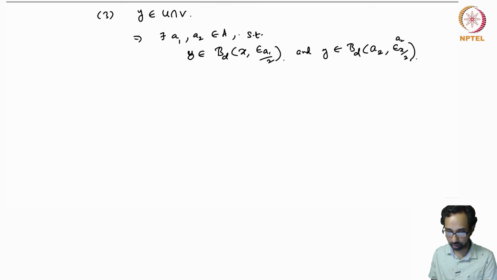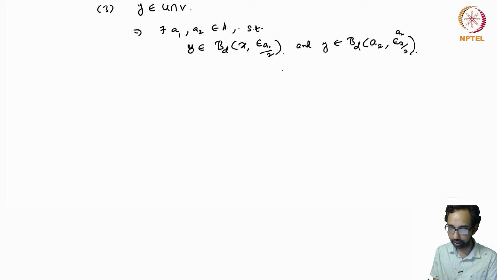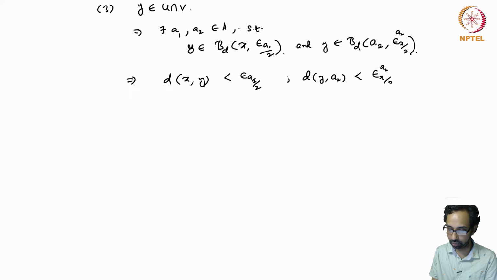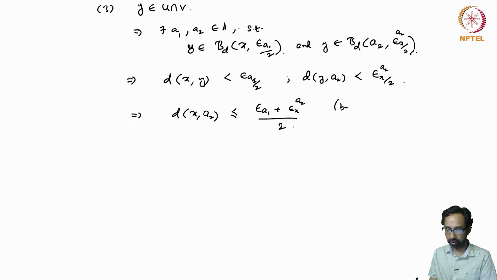And now this implies that the distance of x and y is less than epsilon_a1 by 2, and the distance of y and a2 is less than epsilon_{x,a2} by 2, and this means that the distance of x and a2 is less than or equal to, by the triangle inequality, epsilon_a1 plus epsilon_{x,a2} over 2.